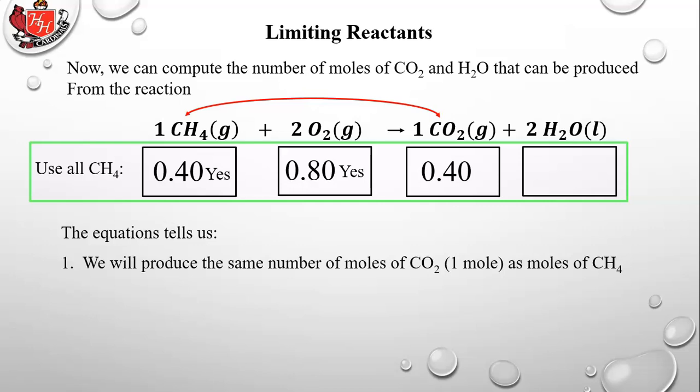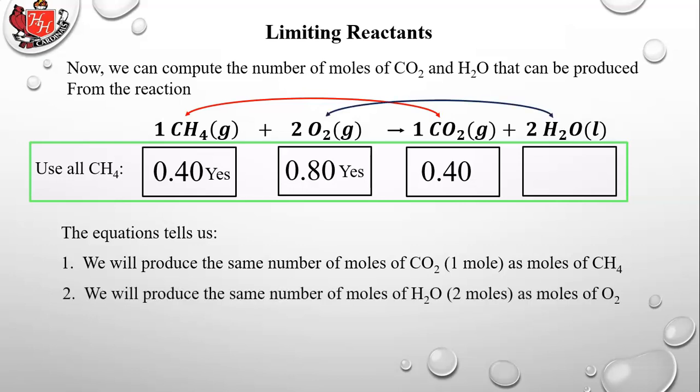Again, remember, think of those numbers in the chemical equation not as a specific number of moles, but as a relationship. So it's a 1-to-1 relationship. So in this case, we have 0.4 moles of CH4. We're going to produce 0.4 moles of CO2. We will produce the same number of moles of H2O, 2 moles, as moles of O2 because they both have a 2 in front of them. So if we consumed 0.8 moles of O2, we're going to produce 0.8 moles of H2O.